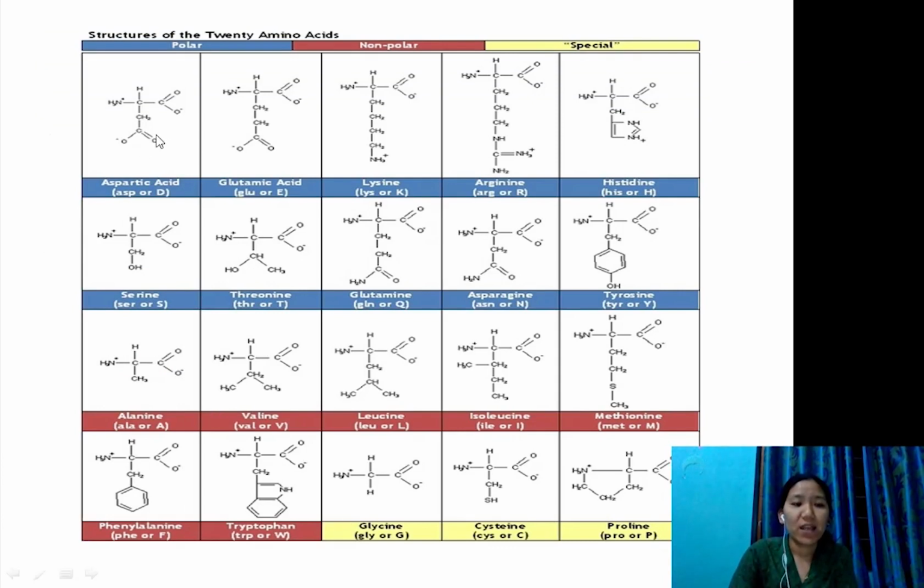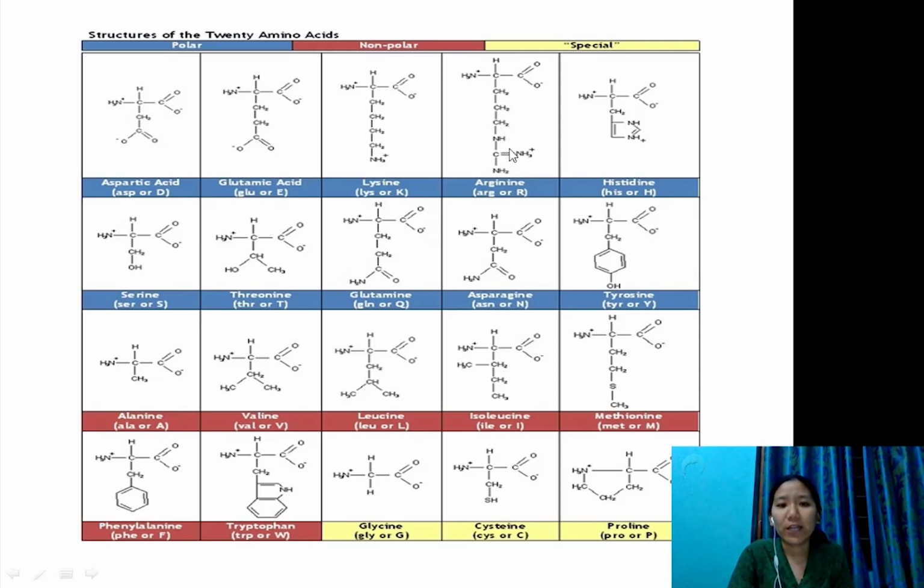Let us just have a look here. Aspartic acid: you can see here we have one carboxyl group, and we have another carboxyl group here. So a total of 2 carboxyl groups and only 1 amino group. So the net charge, of course, will be negative. The chemical nature becomes acidic, so aspartic acid is an acidic amino acid.